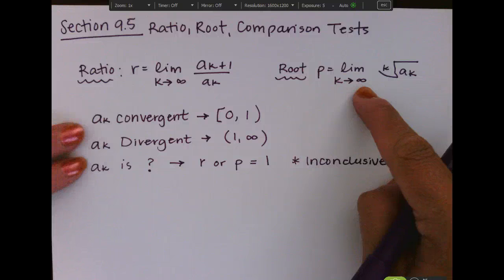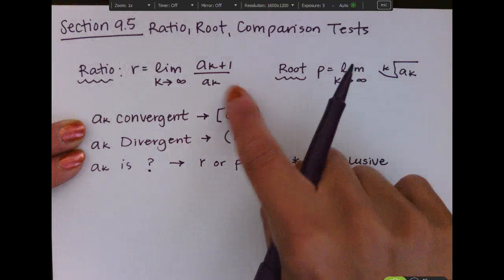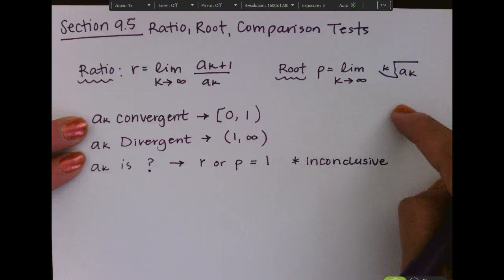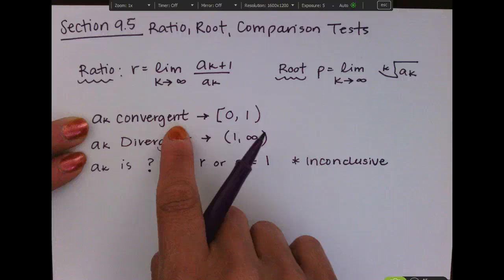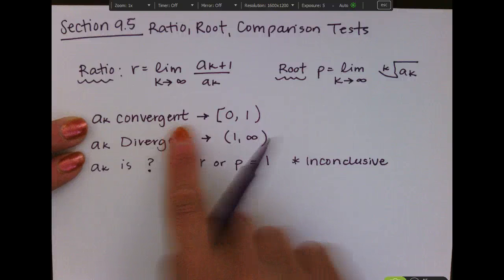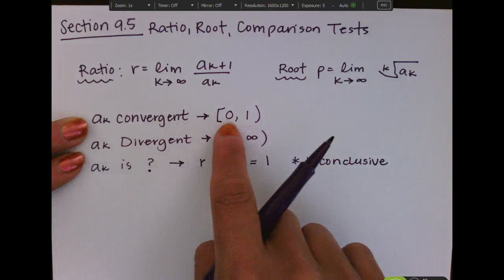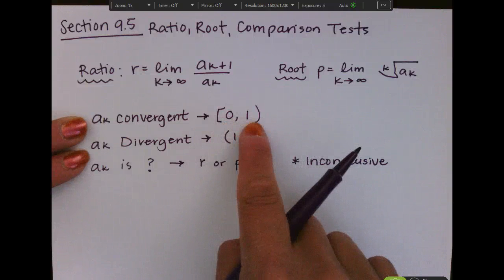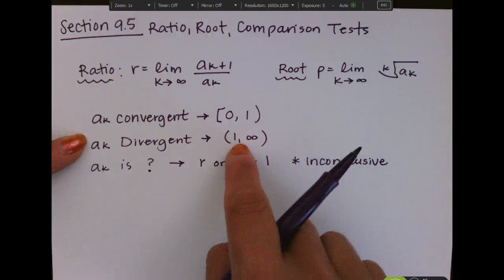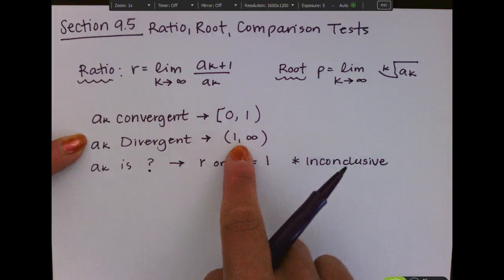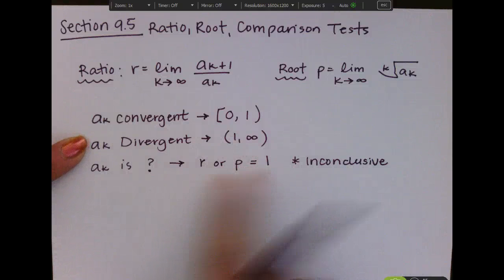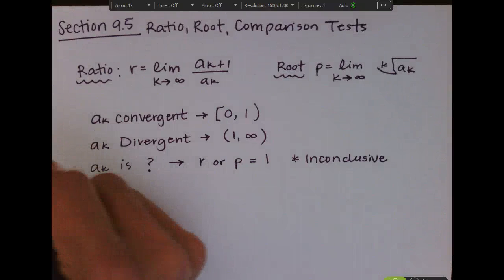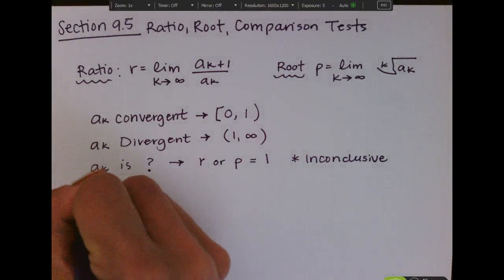So basically each of these two tests has a different calculation, one R and one P, but the conclusions are the same. So we know that the series is going to converge if either R or P is 0 to 1, including 0, not including 1. We know that it's going to diverge if it's greater than 1, anything greater than 1, and if it's exactly equal to 1, either R or P, then our test is going to be inconclusive. So let's look at an example of each one.